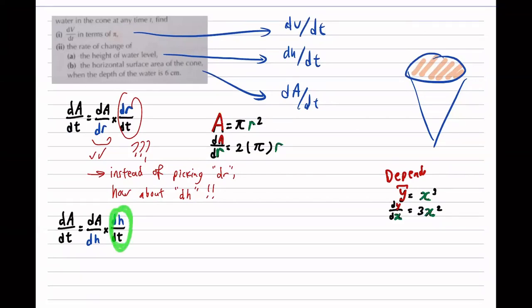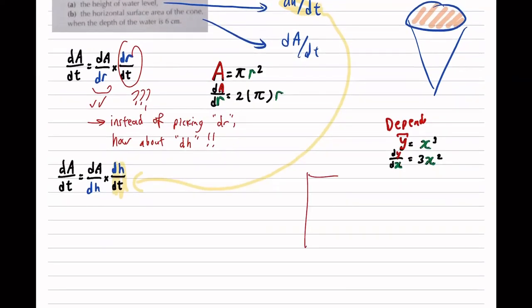And more importantly, do we have dh by dt? Yeah, we have this from part A. Exactly. Then how to find dA by dh? Is it the similar triangle thing? Yes. So if you recall the similar triangles, what we had just now was, oh yeah, if you're lazy and don't want to draw a 3D cone, you can just draw similar triangles like this. But okay, up to you.